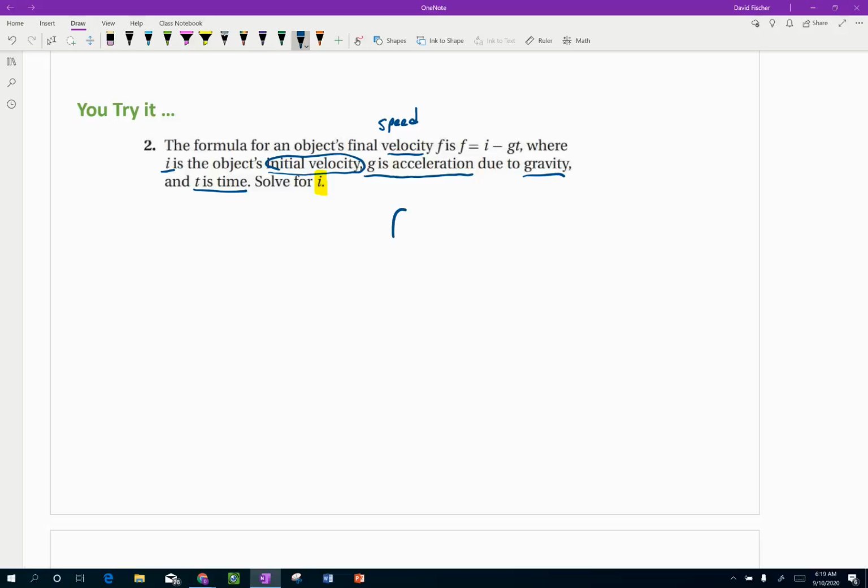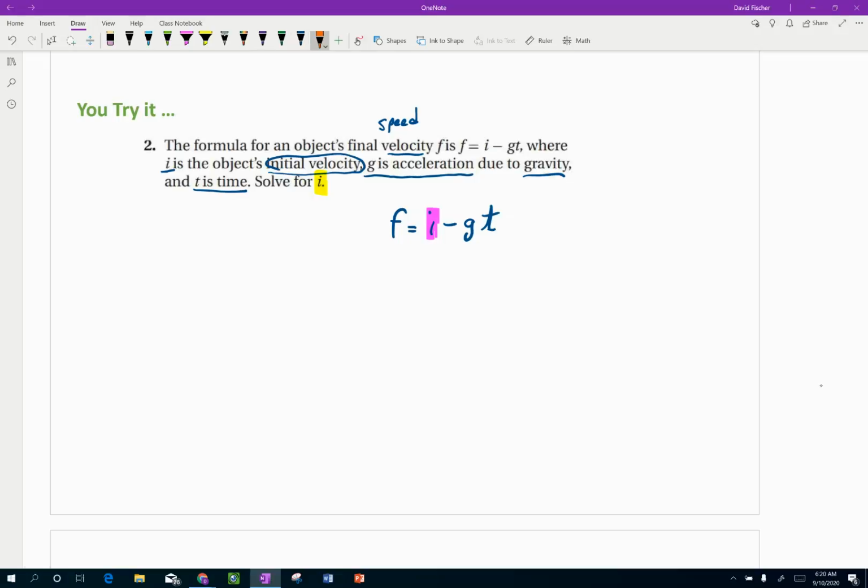So let's rewrite the formula down here. F equals I minus GT. Again, use the cursive T so you don't mistake it for a plus sign. They said get the I by itself. So there's my I. I want that by itself. Now this is going to be a pretty easy one because it's only one step.